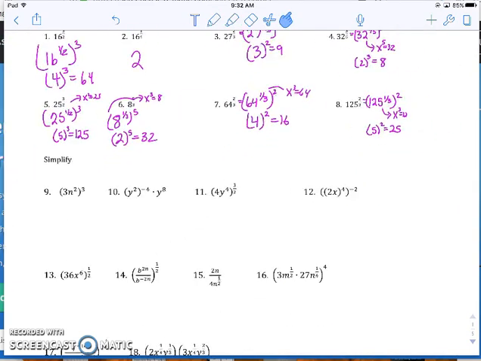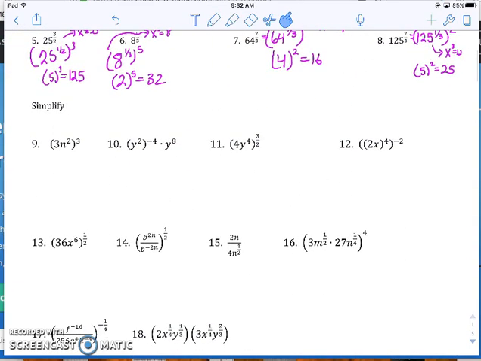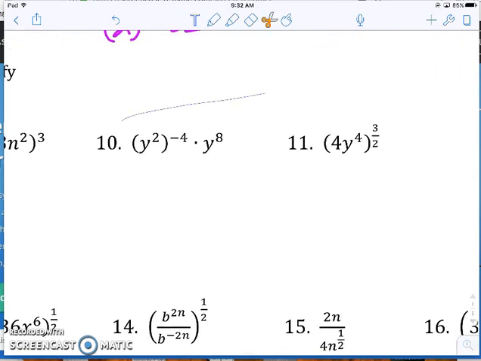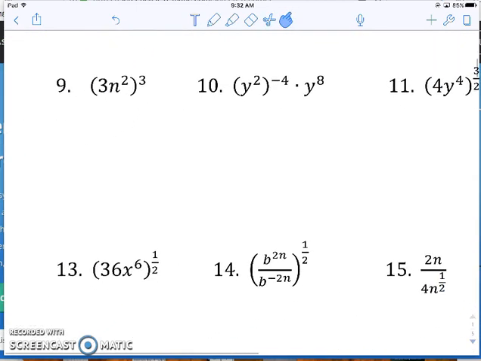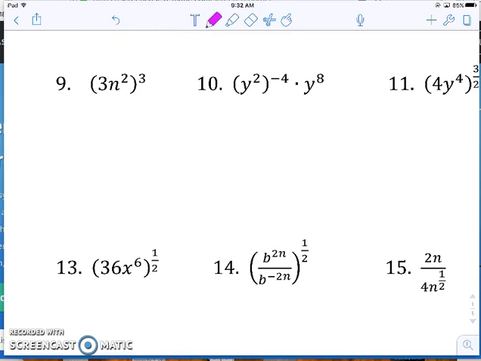So now let's see, what are we going to move on to? Simplifying some exponents here. So this first one here, we have to distribute that 3. So 3 cubed n to the 6th. Well, 3 cubed is 27 n to the 6th.